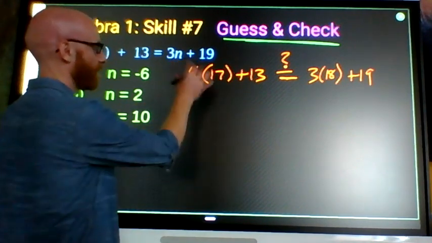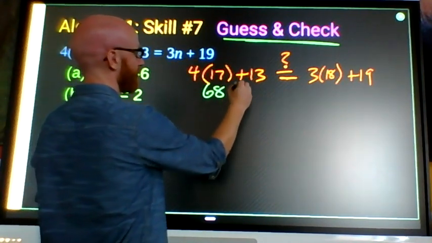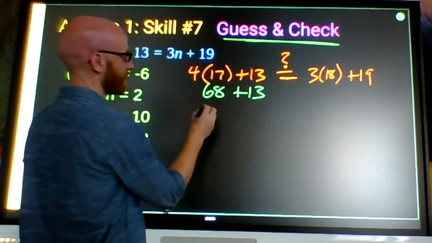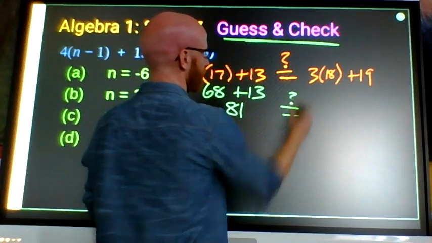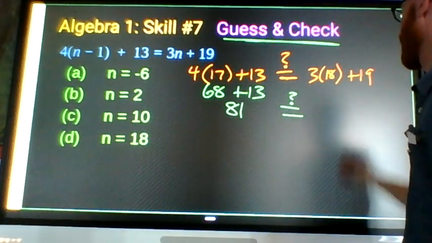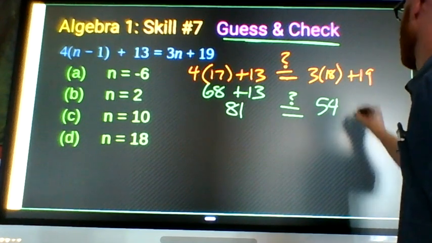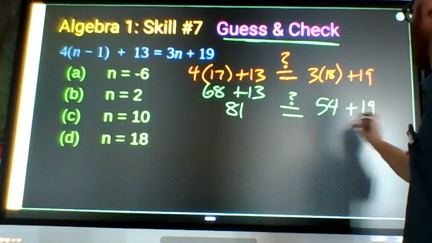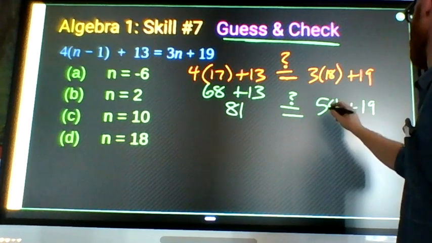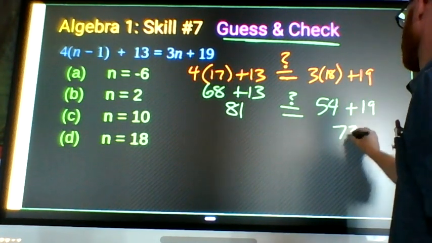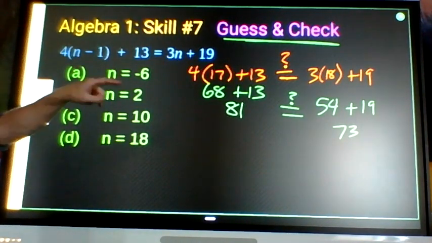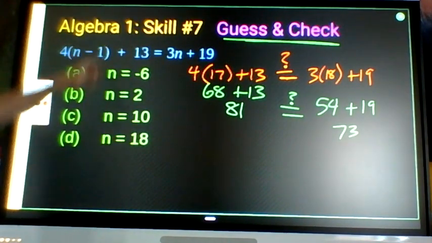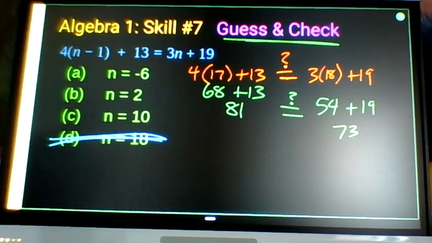4 17s is 40 plus 28, 68 plus 13, that is 81. Does that equal 3 18s is 60 minus 6, 54 plus 19 is 73? All right, no. Okay, 81 doesn't equal 73, and I got that answer by using n equals 18 in that equation, so I would say no. N doesn't equal 18. Let me try n equals 10.